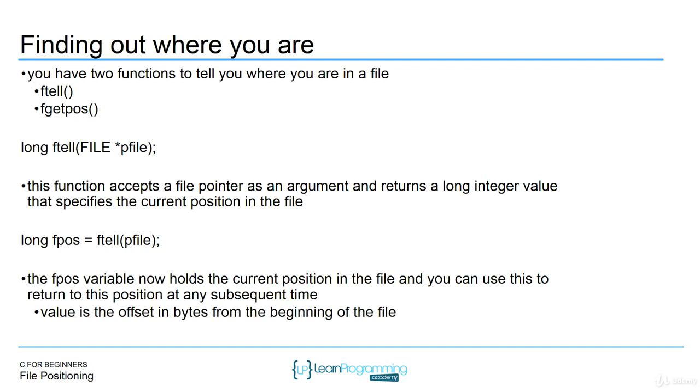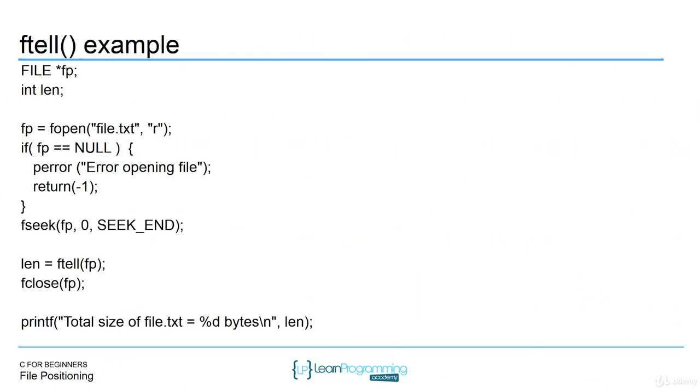Okay, so ftell, very straightforward to use. Pass in your pointer. It's going to return and tell you where you are in your file, based on how many bytes from the beginning of the file. So in this example, we're creating a file pointer called fp, and we're creating an integer called length. We're going to open up the file, and this would be for reading only. We're going to make sure it's not null. If it is, we're going to return an error.